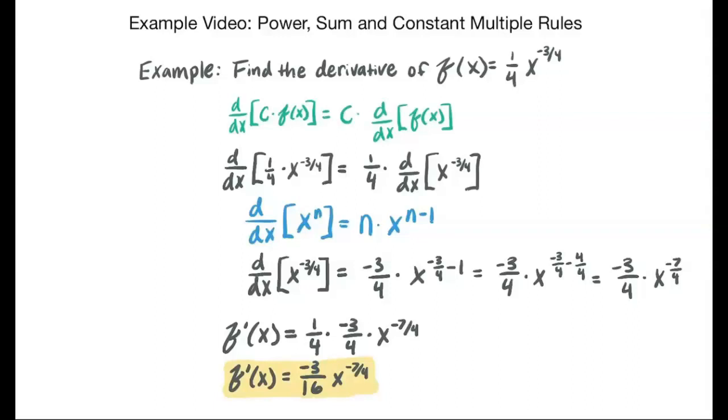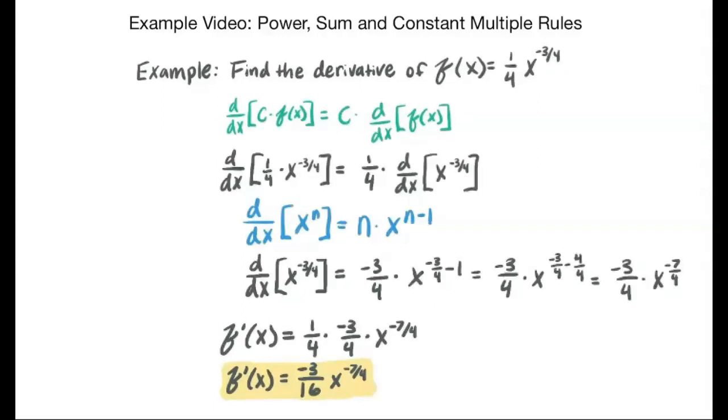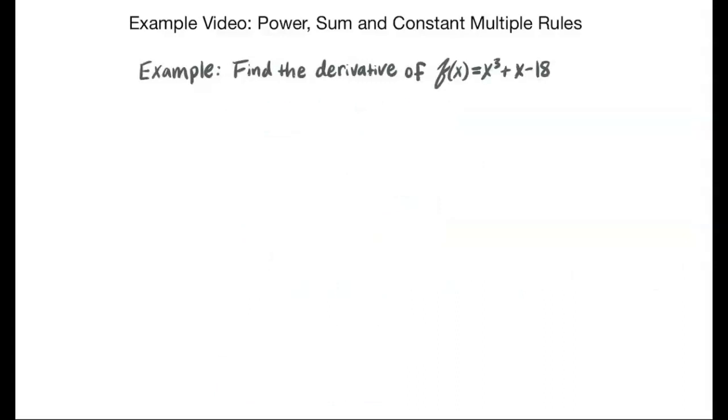Will we often need to combine rules like this? Yes, in most cases, you will need most, if not all, of these rules, but once you have done enough examples, you will follow these rules without actively thinking through them. Let's look at an example of the sum and difference rule combined with the constant rule and power rule. Find the derivative of f of x equals x cubed plus x minus 18.